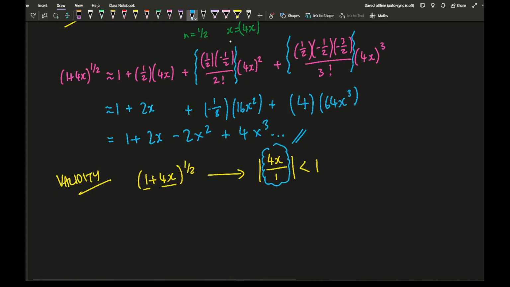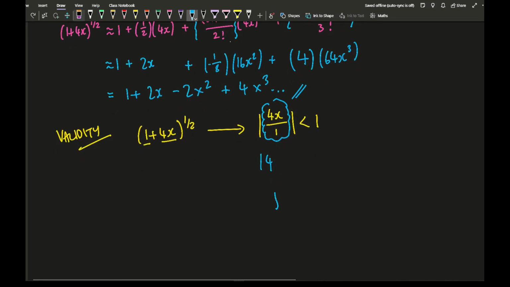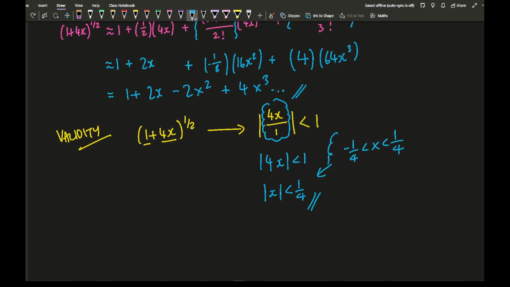So treat it like you're solving an equation. What this then becomes is 4x less than 1, and what I've then got is that x is between a quarter. This is the same as x between minus a quarter and a quarter. Now if you've not done modulus, then you can write your answer like this. If you have done modulus, which at the end of the course you will have, then you write your answer like that, but that would be absolutely fine.